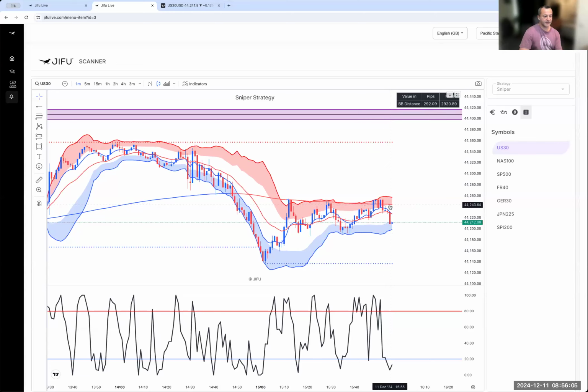And the safer way to determine whether this is going to break above here and hold is to wait for these EMAs to also get above here. Okay, so we have a bit of a zone here where the market has come and tested and tested.